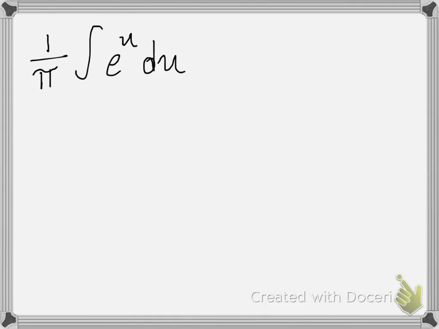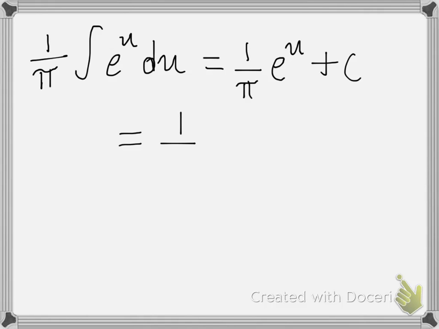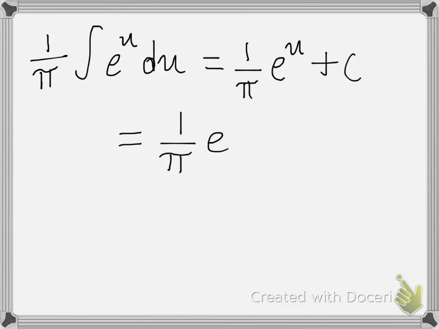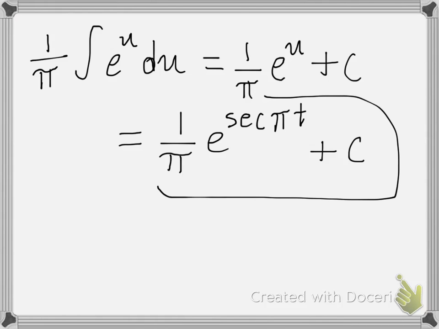So the integral of e to the u, remember, is just e to the u plus c, but we have that 1 over pi on the outside, so we're going to have 1 over pi e to the u plus c. And then we just plug in our u, which we let equal, remember, secant pi t. We're just going to plug that in where we had our u previously. And that's it. We're done. Not bad at all, right?